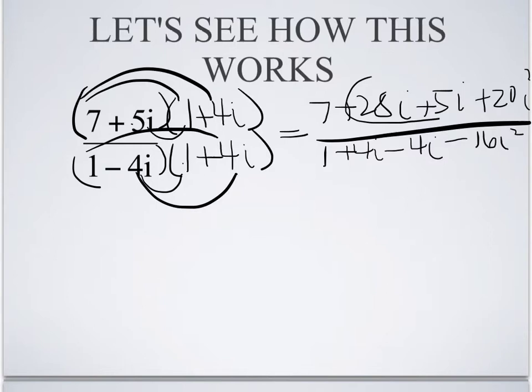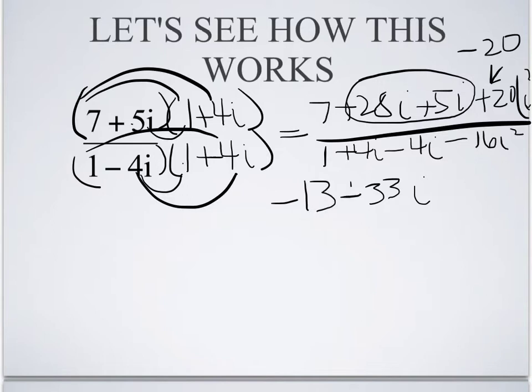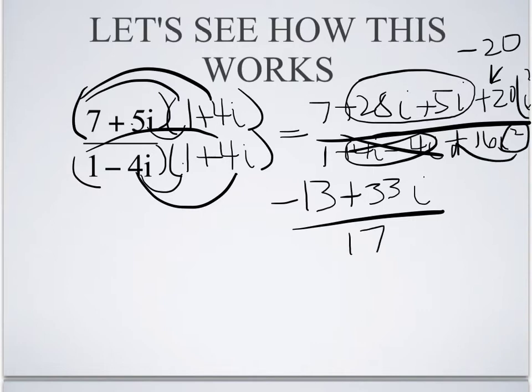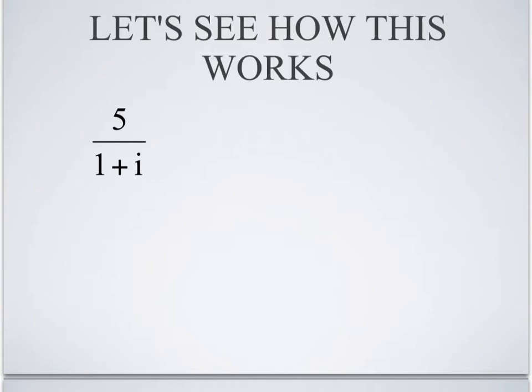Now we combine like terms. Like terms here, that makes 33i. This i squared makes this negative 20. So 7 minus 20 is negative 13. These cancel. And this i squared makes this positive 16. So 1 plus 16 is 17. Then I look at the triangle, and I see if they're divisible by the same number, and they're not, so we keep our answer like this. You try the next one.